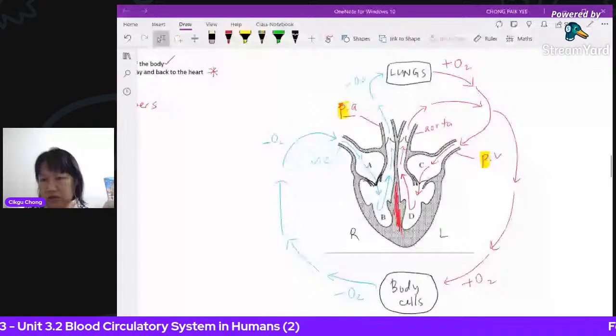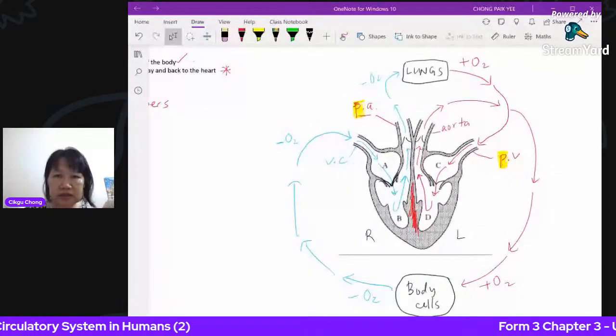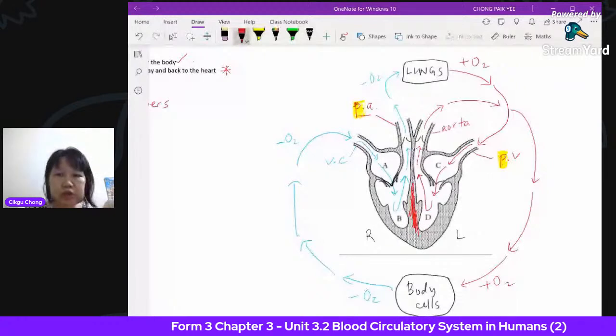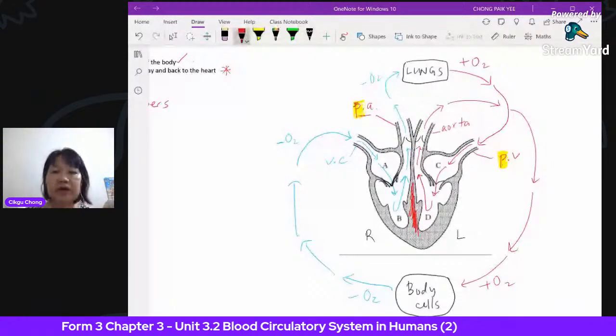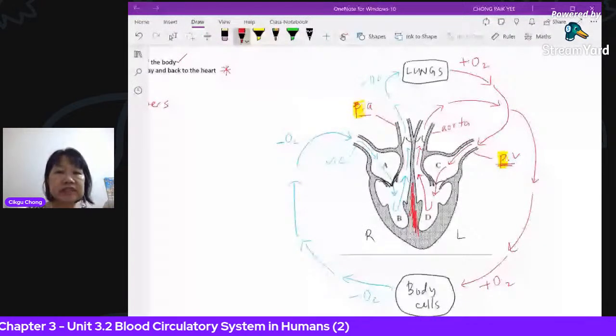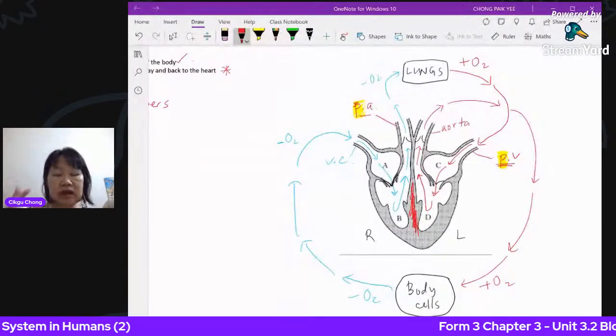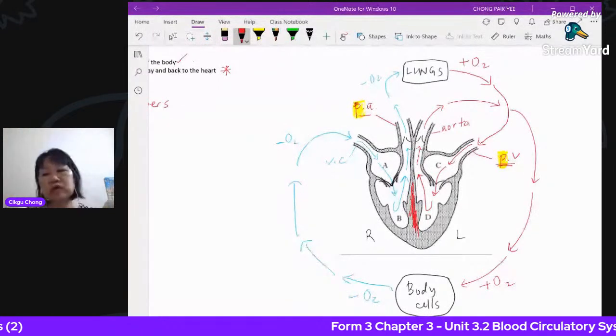And then the blood picks up oxygen. It comes out from the lungs, and then it goes back through the pulmonary vein. The pulmonary vein transfers the oxygenated blood back into the heart, and then the atrium pumps it into the ventricle. It comes out through the aorta and goes to the body cells. So this is one whole cycle.